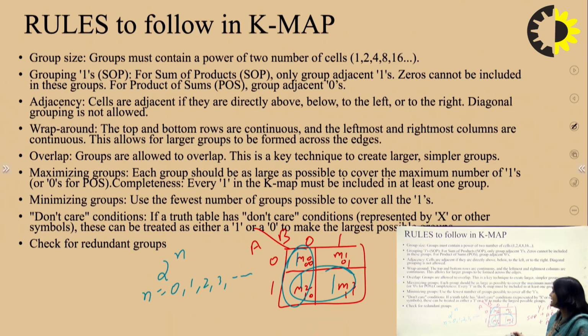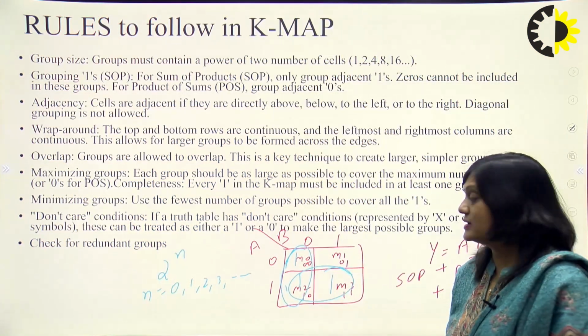A redundant group means, for example, this group is not redundant, because it contains a 1 that is not shared by another group. Here in this group also there is a 1 which is not shared by another group. Only this one is common between this group and that group. So both groups are correct because they do not have any redundant bit.